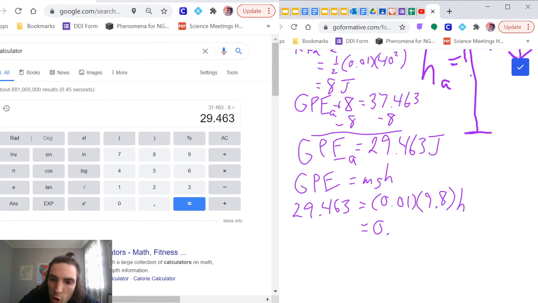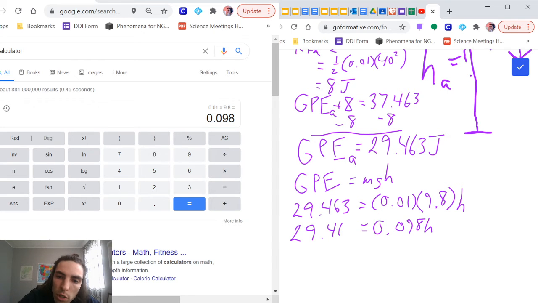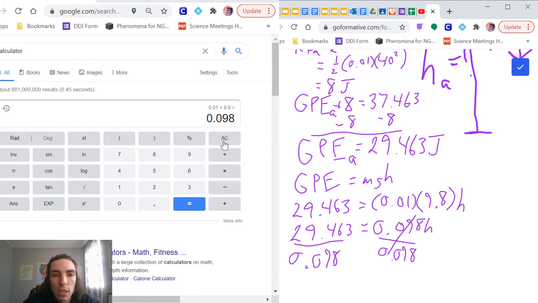I think that'll be 0.098 h. So just combining our 0.01. Let's check that real quick. Yep. And then we haven't done anything with this 29.463 yet. And now to solve for h, we've just got to divide both sides by the 0.098. Cancel that out, and let's see what we get.